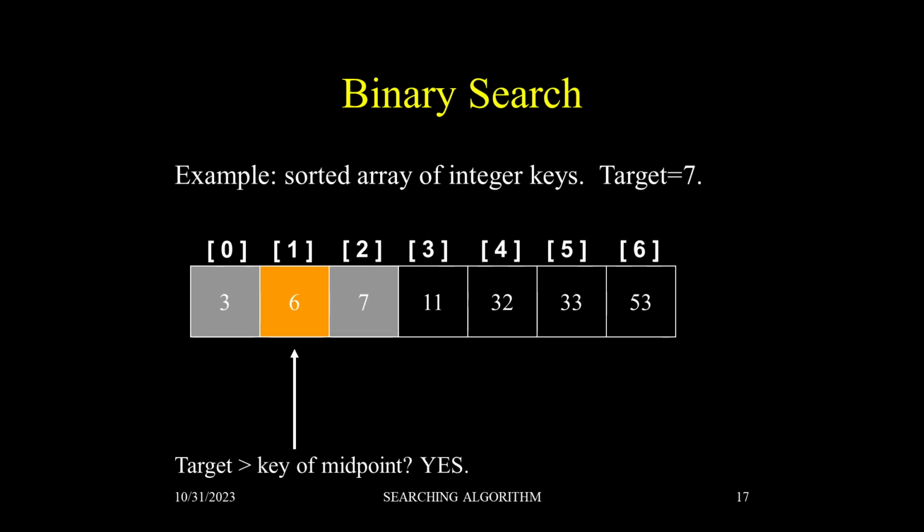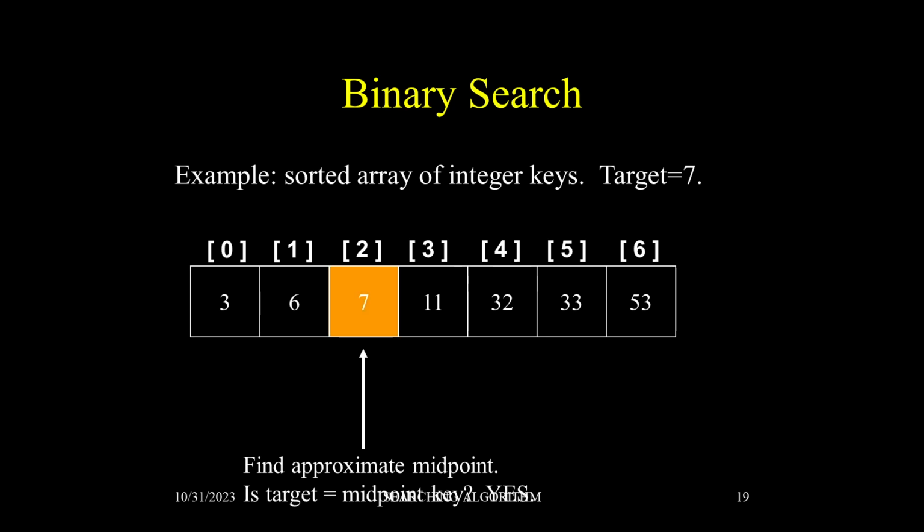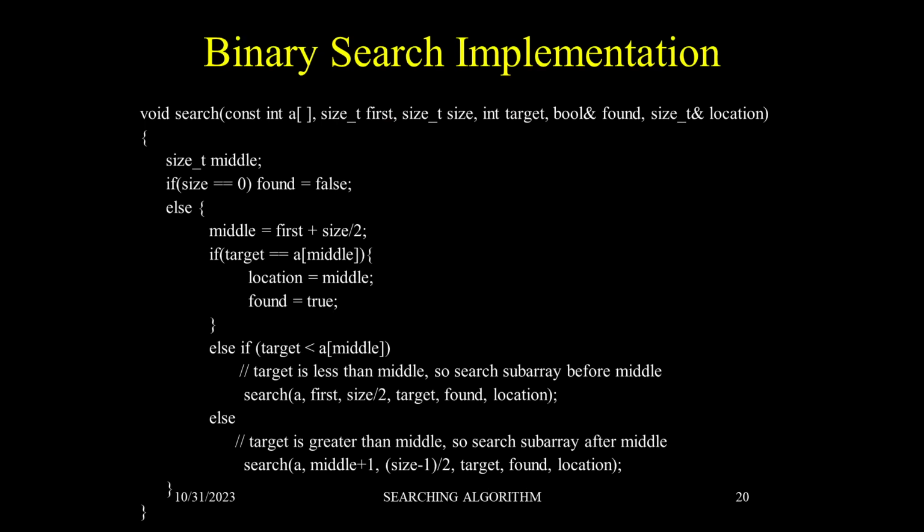Then next one, is 7 greater than the midpoint, if the target is greater than the midpoint? Yes, it is, okay. So then what we do is search for the target in the area after the midpoint. Here, because only one option is there for you to search 7, that is A of 2. So A of 2 is the target. Okay, you got it now. So now find the approximate midpoint. Is the target the midpoint key? Yes, it is. So now you got it.